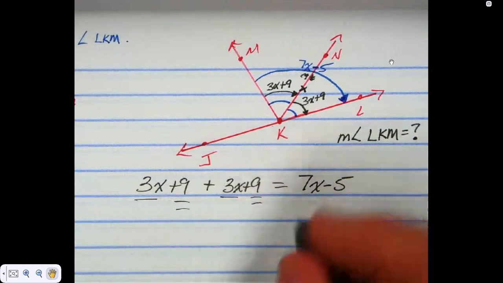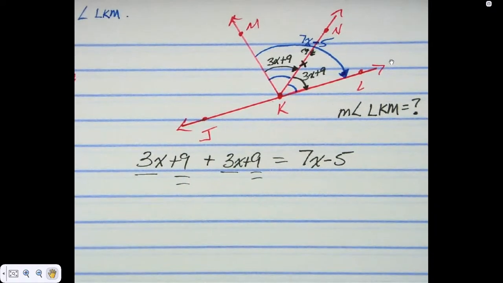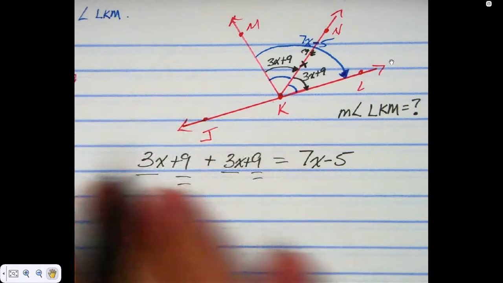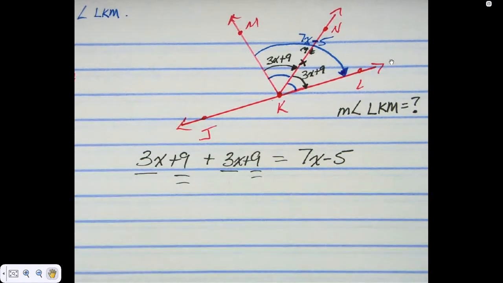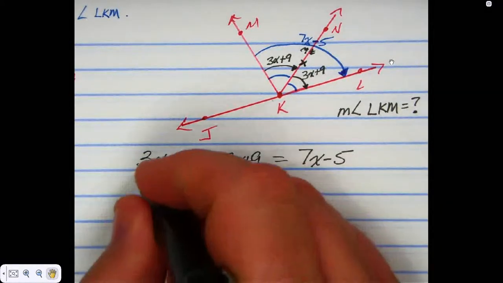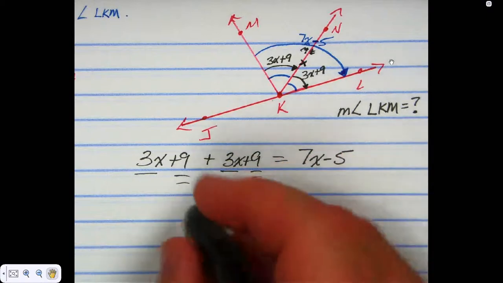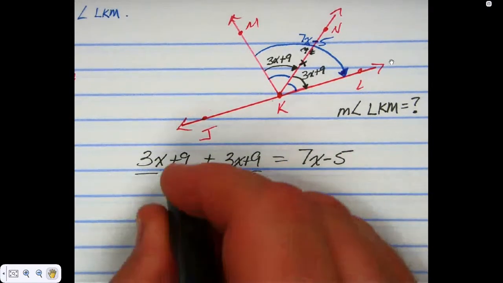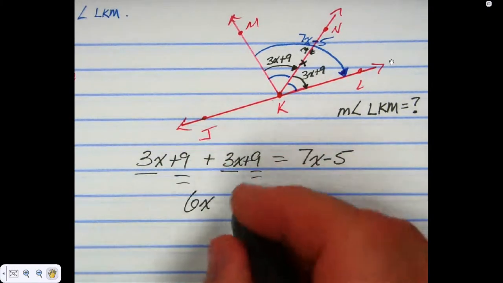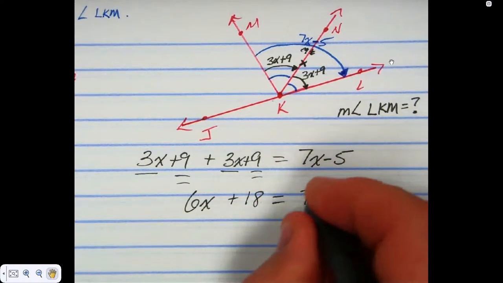Anytime an equation looks weird, when I taught algebra, it's like, what in the world do I do? There's probably some simplifying to do. There's a whole bunch of stuff happening over here, isn't there? We've got 3x over here and 3x over here. Is there a simpler way to write that? I've got 9 here and 9 here added together. What's a simpler way to write that? 18. Right. Is equal to 7x minus 5.